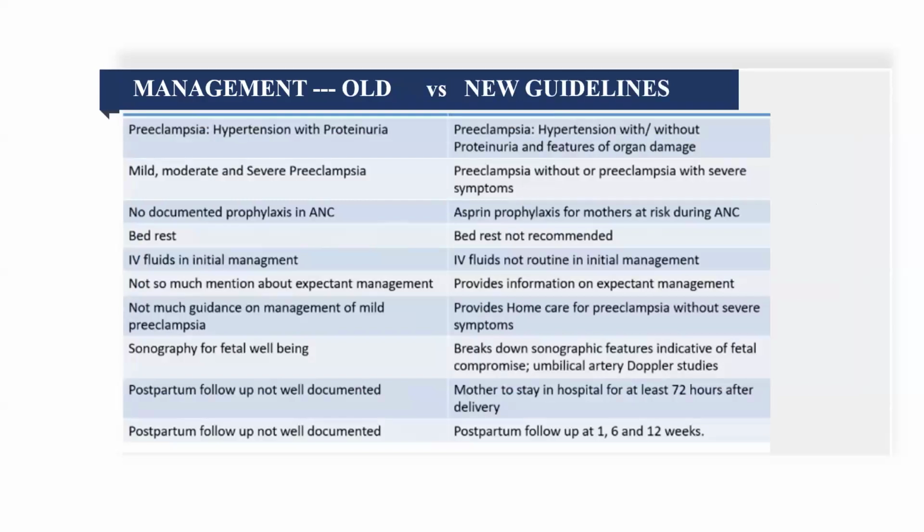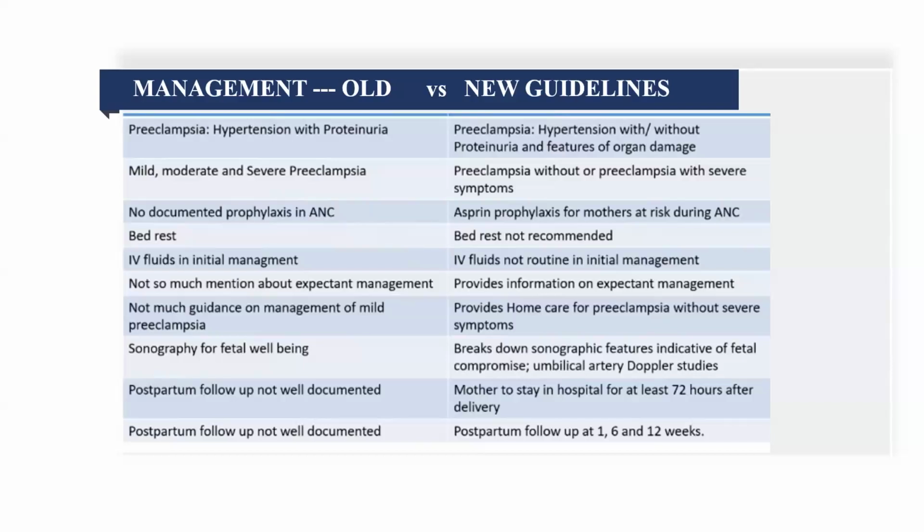Looking at these new guidelines, comparing them with the old guidelines for the management of preeclampsia: the old guidelines just emphasized that preeclampsia is essentially hypertension with proteinuria, but with the new guidelines, it's hypertension with or without proteinuria, but with end organ damage. So in some cases there will be no proteinuria at all, but just hypertension with evidence of end organ damage, and it will still qualify as preeclampsia. Previously, we were separating preeclampsia according to severity as mild, moderate, and severe. But now it's preeclampsia with or without severe features.